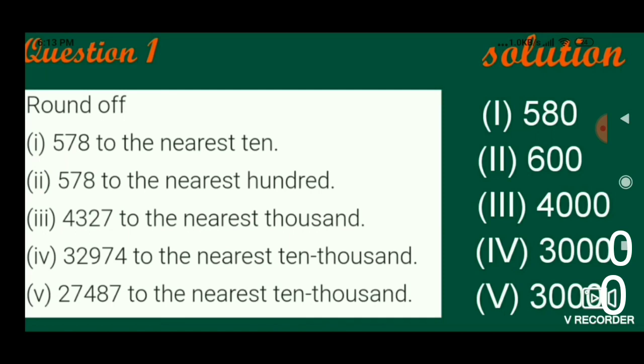And on rounding off 4327 to its nearest thousand, we'll get 4000 because the digit at hundredth place is 3, which is less than 5. Similarly, on rounding off 32974 to its nearest 10,000, we'll get 30,000 because the digit at thousandth place is 2, which is less than 5. And on rounding off 27487 to its nearest 10,000, we'll get 30,000 because the digit at thousandth place is 7, which is greater than 5.